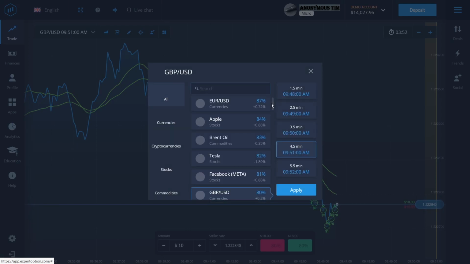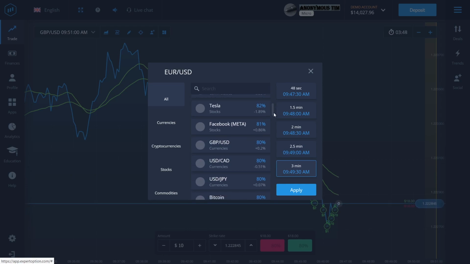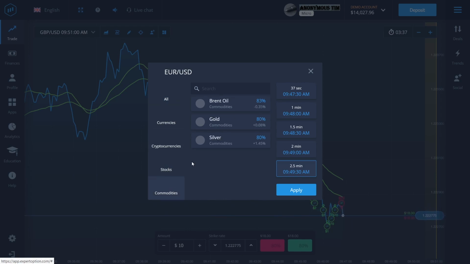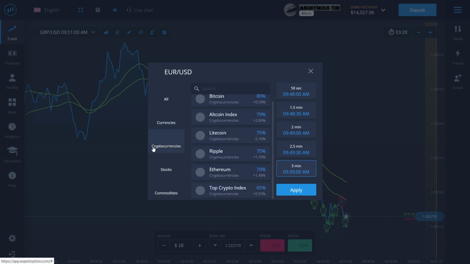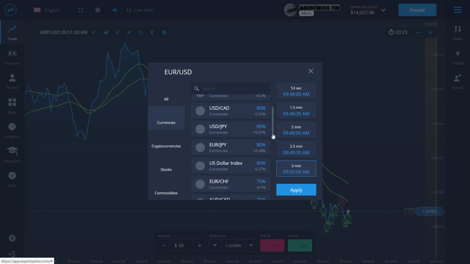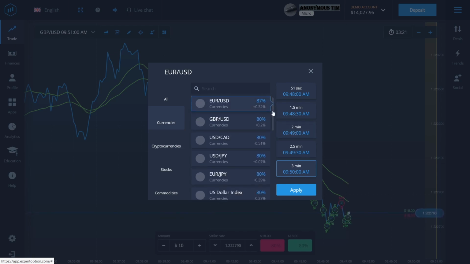Let's see if we have. So my rule of thumb this year is I don't trade on commodities. It's very rare I trade on stocks. I don't trade on stocks, and I don't trade on commodities. I only trade on currencies. And I don't trade on cryptocurrencies also. Cryptocurrencies are very volatile, so it's advisable not to trade on that.